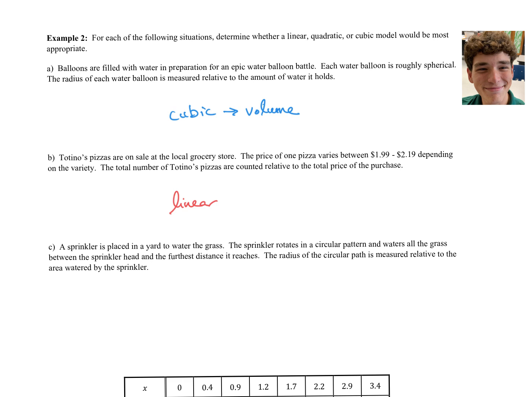Part C. A sprinkler is placed in a yard to water the grass. The sprinkler rotates in a circular pattern and waters all the grass between the sprinkler head and the furthest distance it reaches. The radius of the circular path is measured relative to the area watered by the sprinkler. What's this one going to be? Quadratic. Why is it going to be quadratic? Because it's dealing with circles, so it's symmetric. No, because it's area.